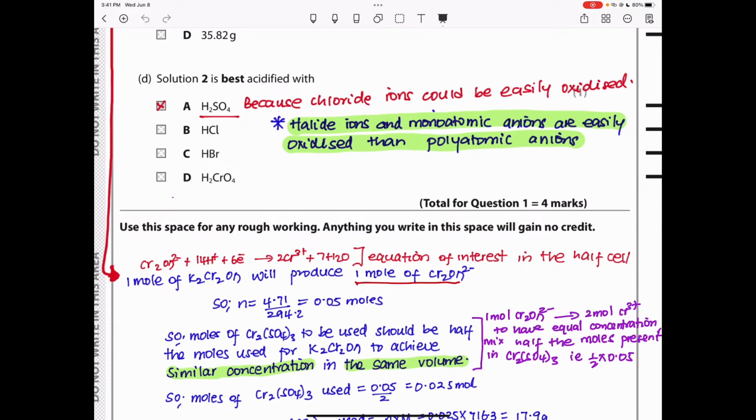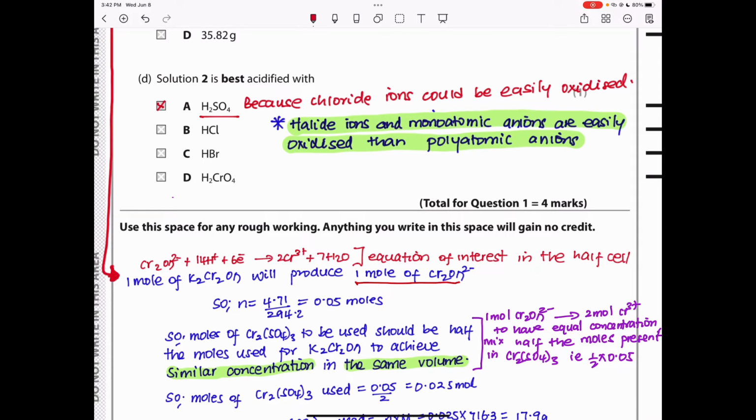Now we're going to use this to estimate the number of moles of chromium sulfate that have to be added in the same solution to give us similar concentration as this. When we go back to this, you can see chromium sulfate. Each mole of chromium sulfate actually has 2 moles of chromium 3+. It means if we want the concentration of this and that to be the same, we have to use half. Basically the number of moles of chromium sulfate used should be half the number of moles of dichromate used if we want the concentration to be the same.